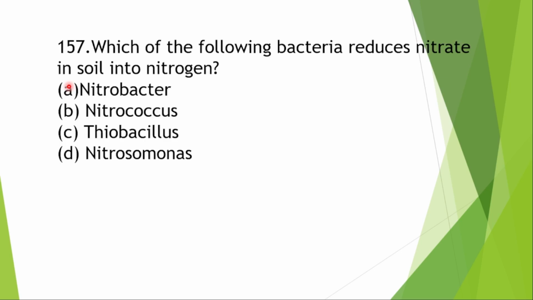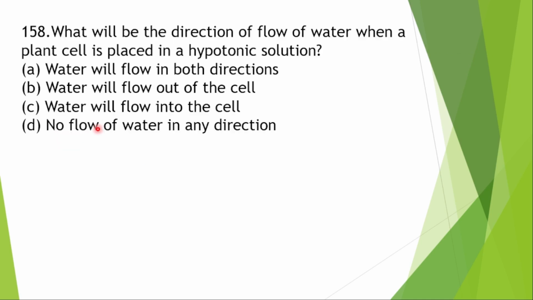157. Which of the following bacteria reduce nitrate in soil into nitrogen? Nitrobacter, Nitrococcus, Thiobacillus, Nitrosomonas. So here the right option is C, Thiobacillus. 158. What will be the direction of flow of the water when the plant cell is placed in hypotonic solution? Water will flow in both directions? No. Water will flow out of the cell? No. Water will flow into the cell? Yes, C is right.